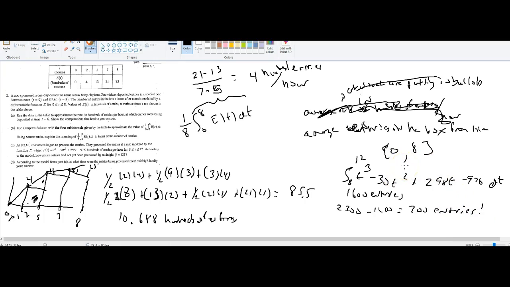All right, according to the model from Part C, at what time were the entries being processed most quickly? Justify your answer. How do I find the maximum rate at which they're being processed? So I want to find the maximum rate, so I've got to take the derivative of the rate, correct? So I'm going to clear off a space here somewhere. I do apologize for writing on top of myself, but I am out of space.